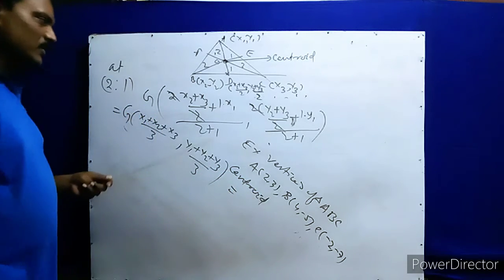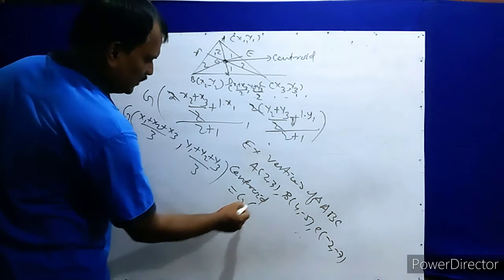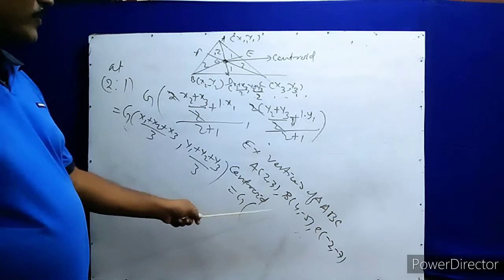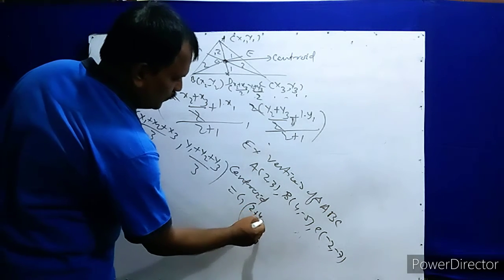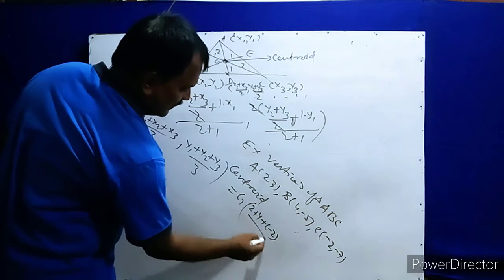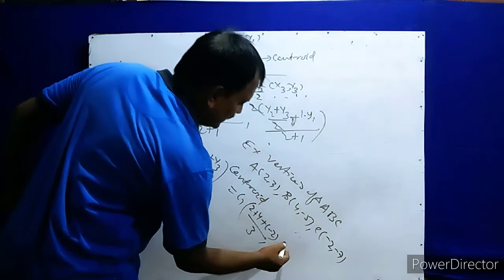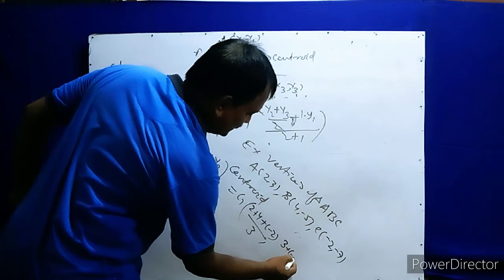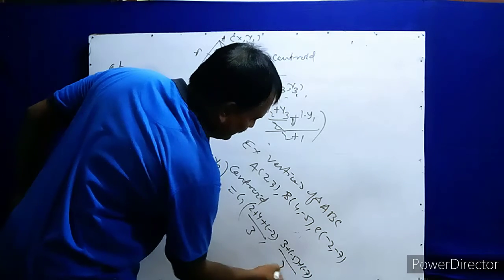So how to find the centroid? This is the formula you look at. Centroid G equal to x1 plus x2 plus x3 by 3. Here it is the formula. And the second formula, 3 plus minus 5 plus minus 7 by 3.